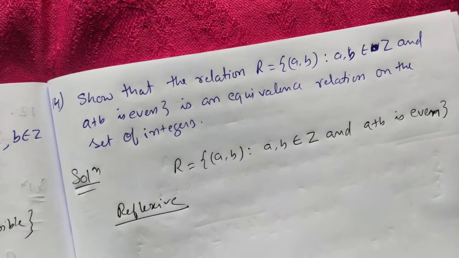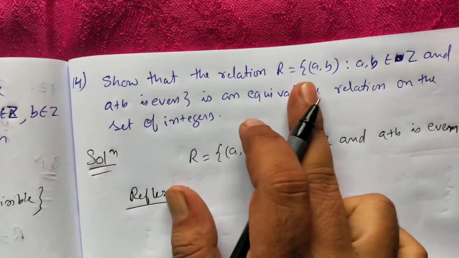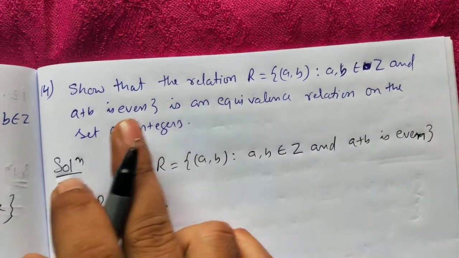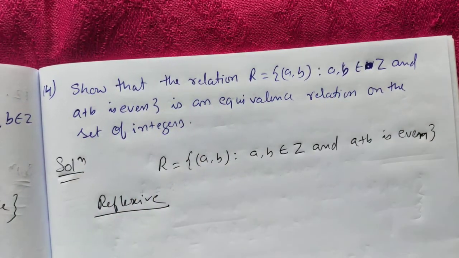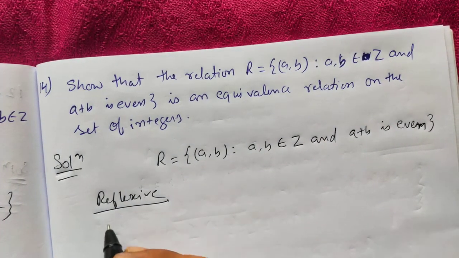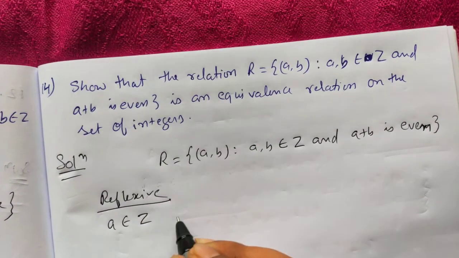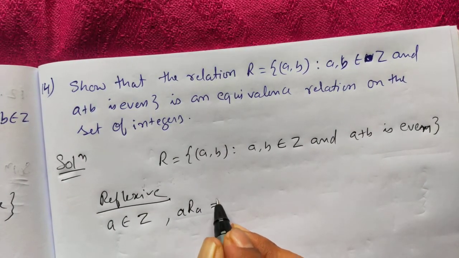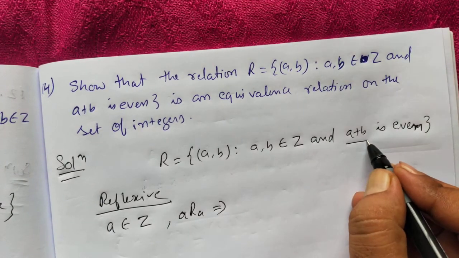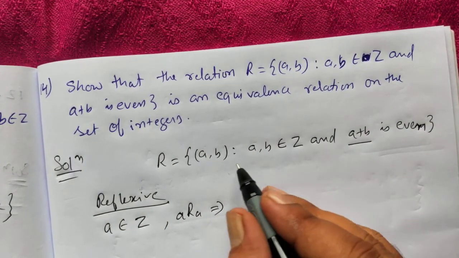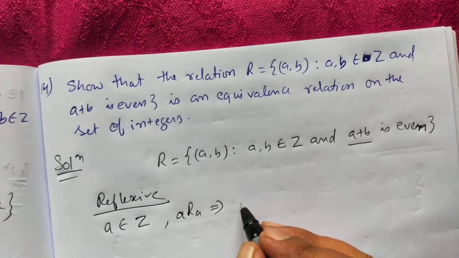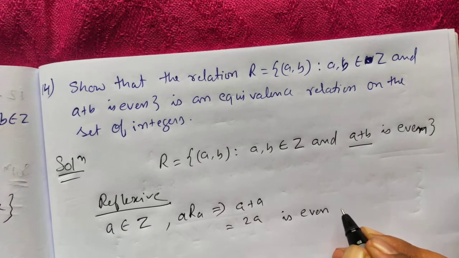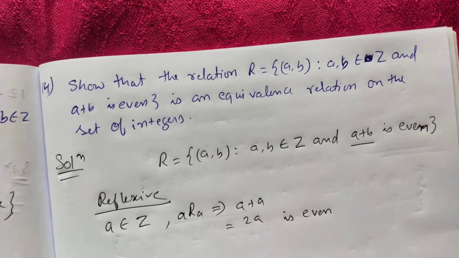Let's do question number 14. Show that the relation R, where A, B belong to Z, that means integers, and A plus B is even, is an equivalence relation. This is also similar. For A belonging to Z, integers, we have to check A R A. A R A means A plus A. If I'm using A plus B, what will I get? A plus A, that is 2A, is even, because a multiple of 2 is even.